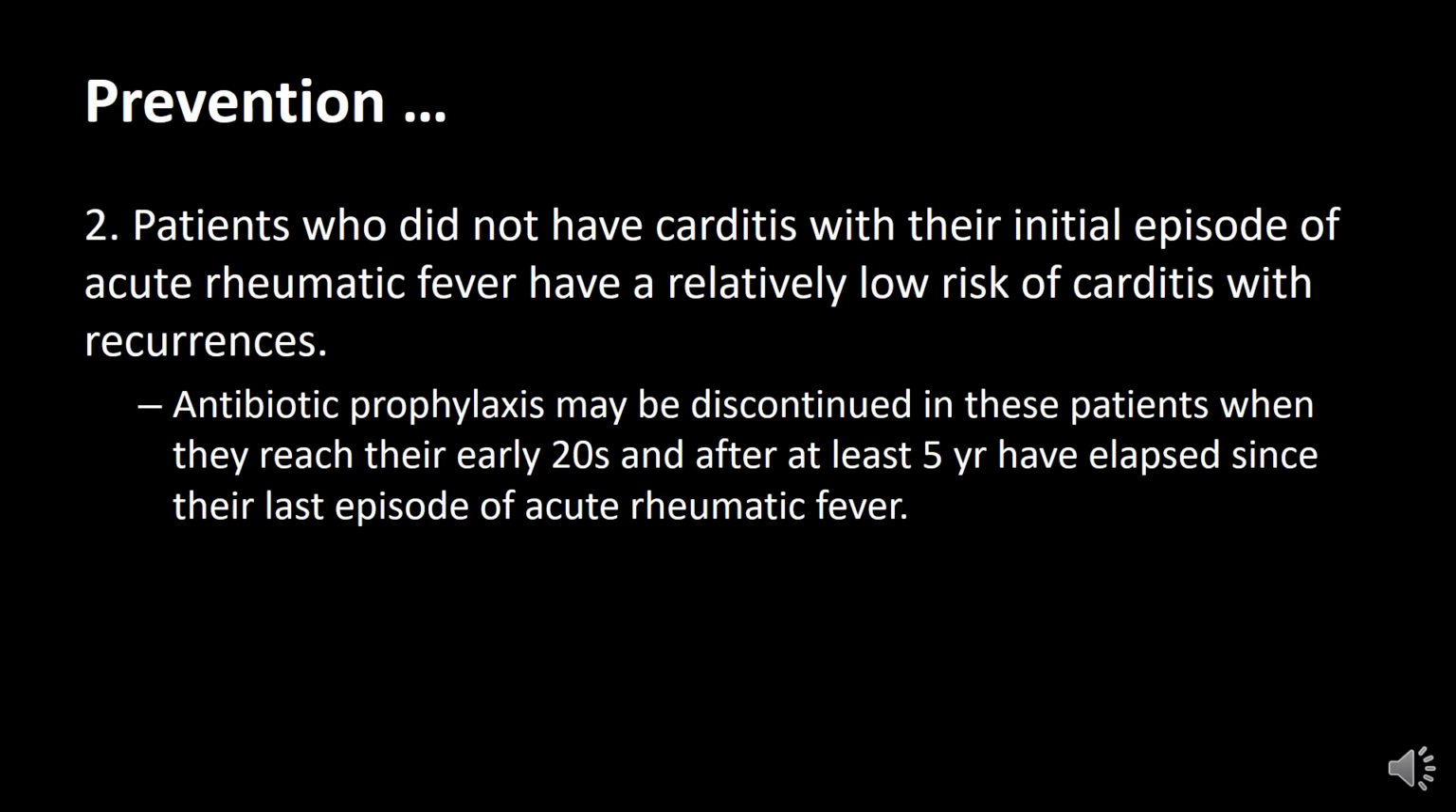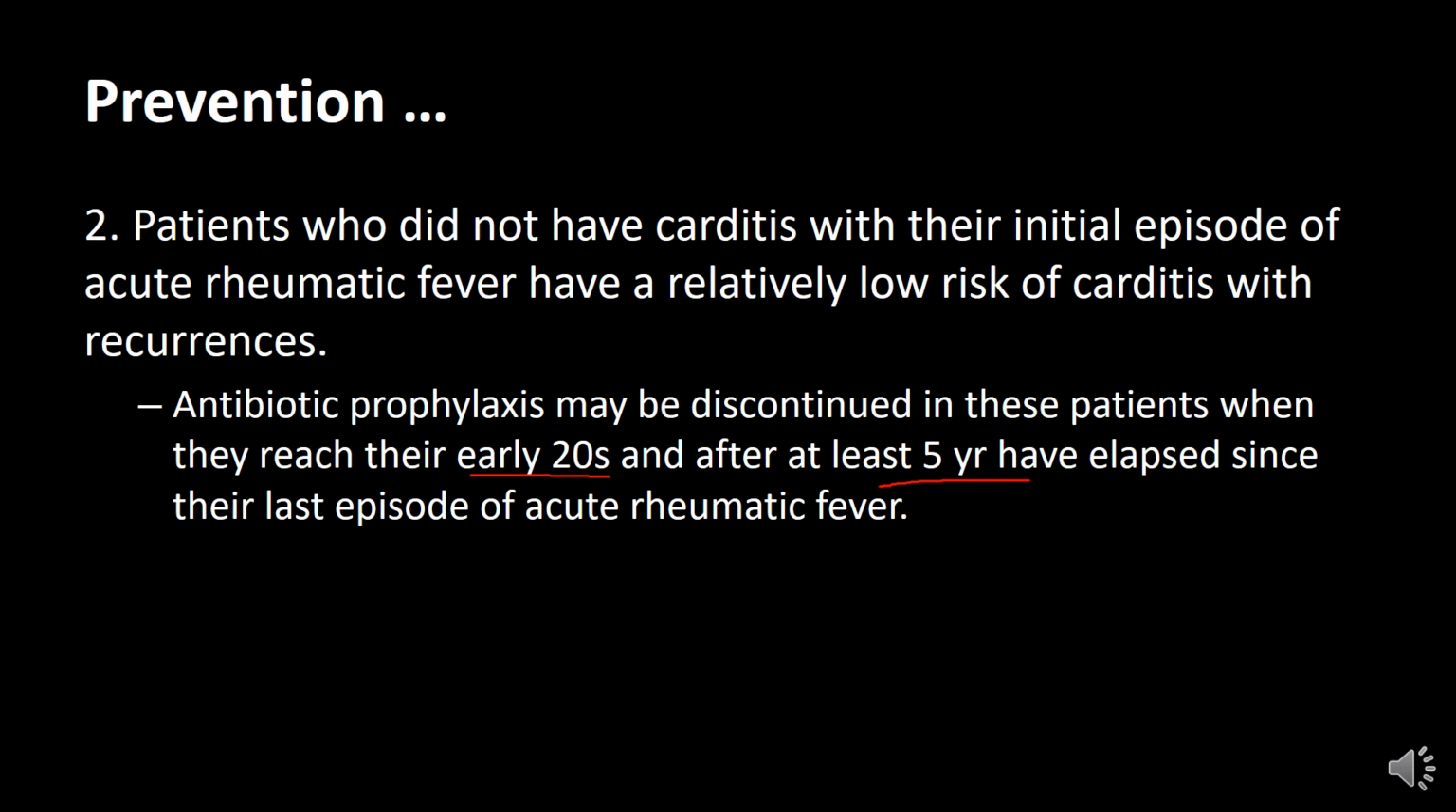The second category of patients is those patients who did not have carditis with their initial episode of rheumatic fever. These patients are usually at a much lower risk of carditis, even if they get recurrences. And so, for these children who did not have carditis with their initial rheumatic fever episode, antibiotic prophylaxis will be started, but it will be discontinued when these children get into their early 20s, or after 5 years, whichever is longer.